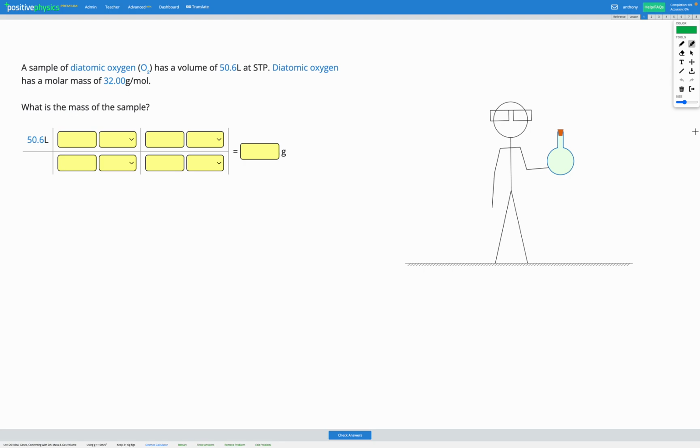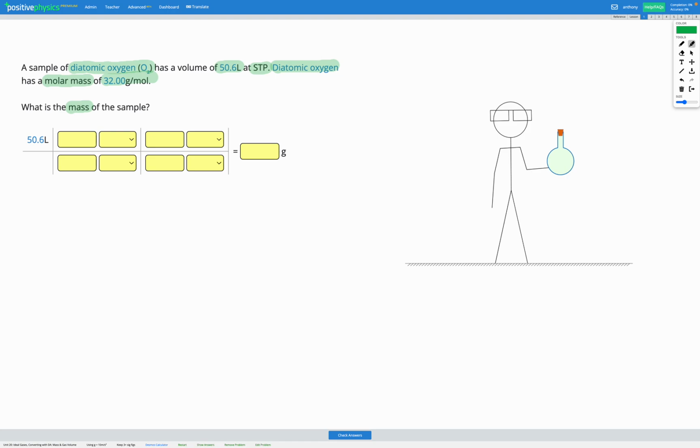In this question, a sample of diatomic oxygen, O2, has a volume of 50.6 litres at STP, that's standard temperature and pressure. Diatomic oxygen has a molar mass of 32.00 grams per mole. Our goal is to find the mass of the sample.